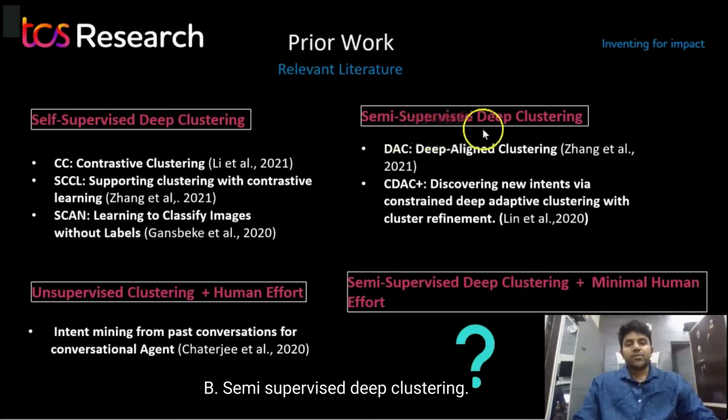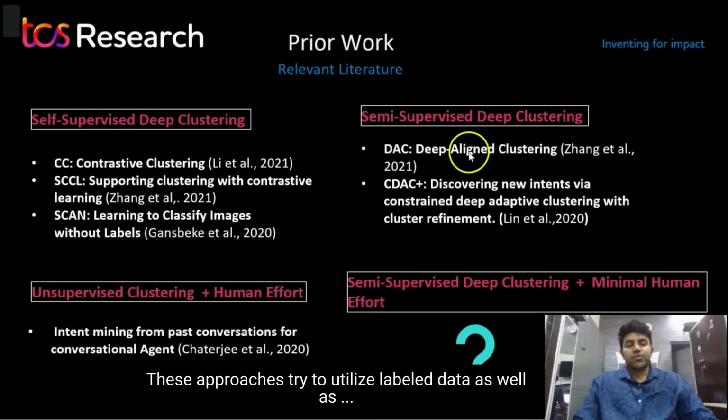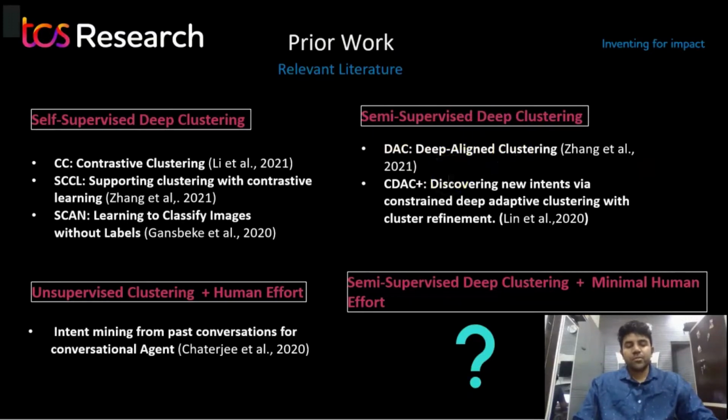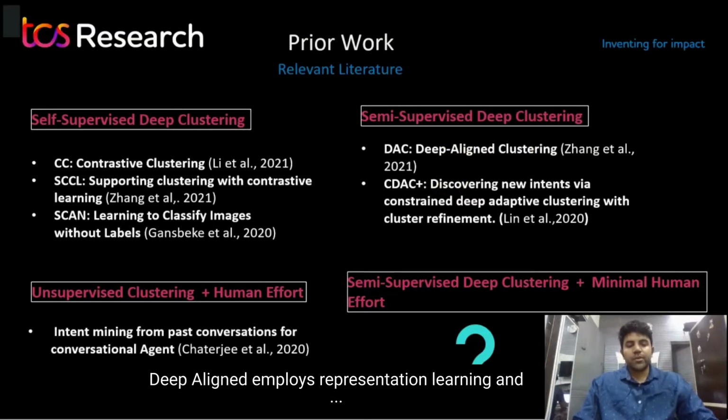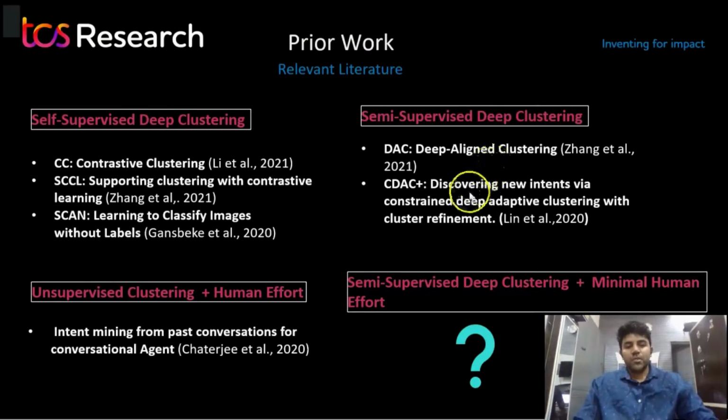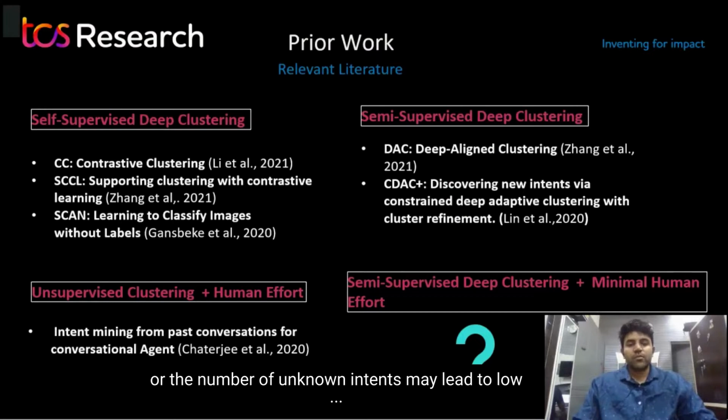The second category is semi-supervised deep clustering. These approaches try to utilize labeled data as well as unlabeled data for updating the representations. DeepAligned employs representation learning and clustering in an alternating fashion. Incorrect cluster assignment over epochs or an incorrect estimate for M, the number of unknown intents, may lead to low cluster accuracy.